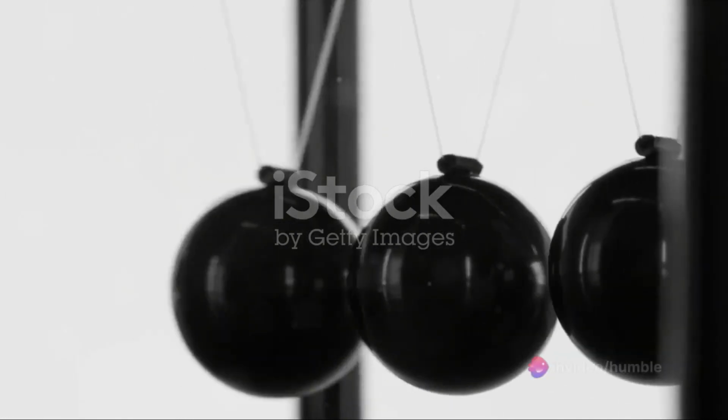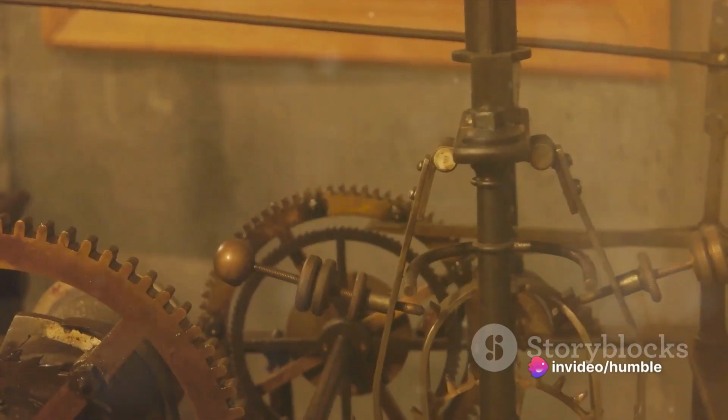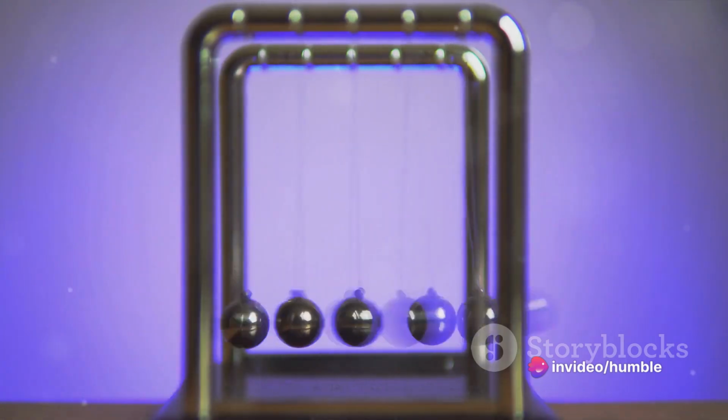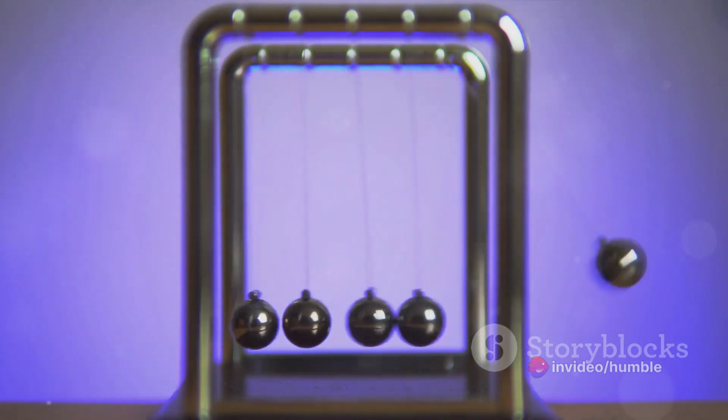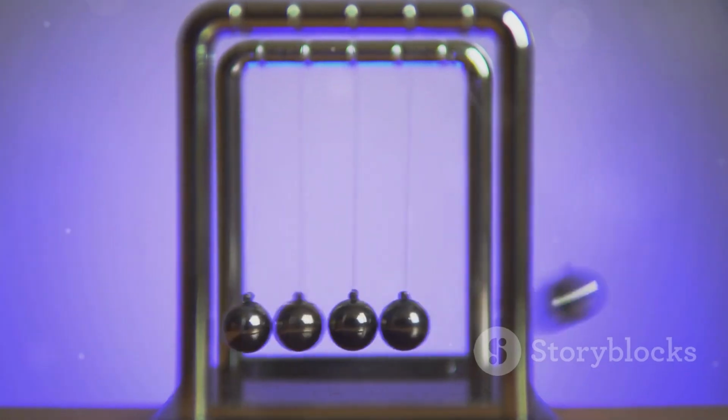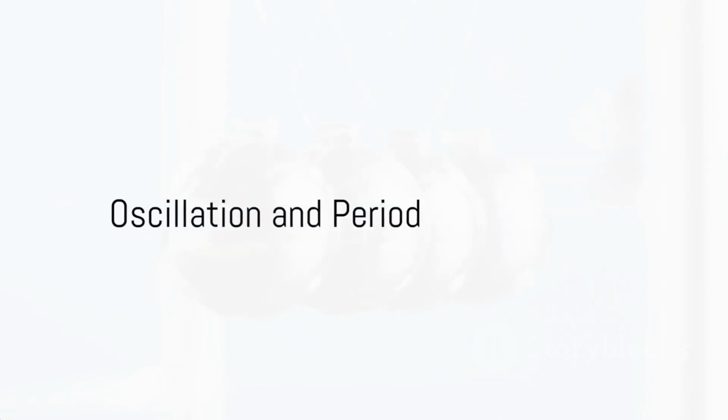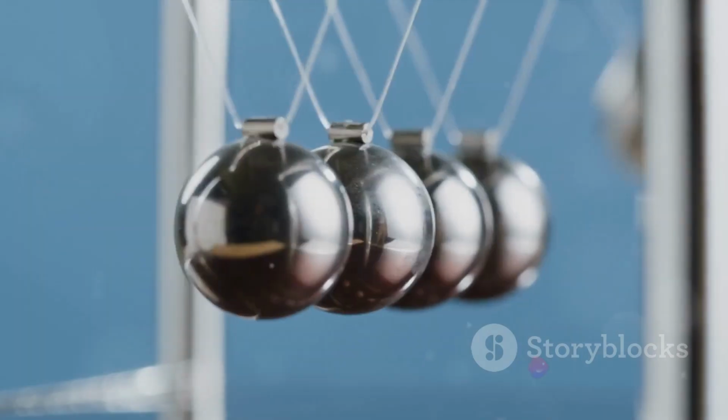But what happens when we pull the mass to one side and let go? This action displaces the mass from its equilibrium position, setting the pendulum in motion. The angle of displacement is measured from the vertical line passing through the equilibrium position. As the pendulum swings back and forth, it completes what we call an oscillation.